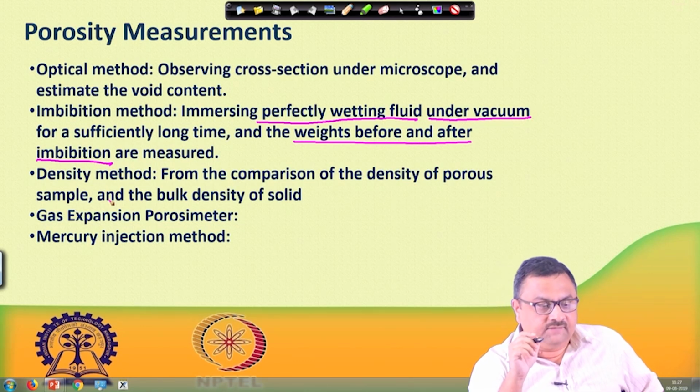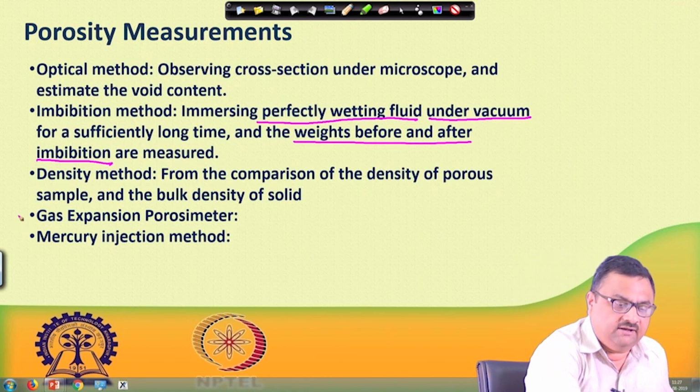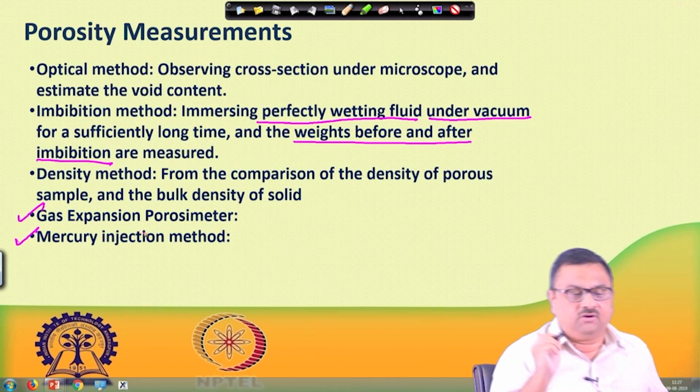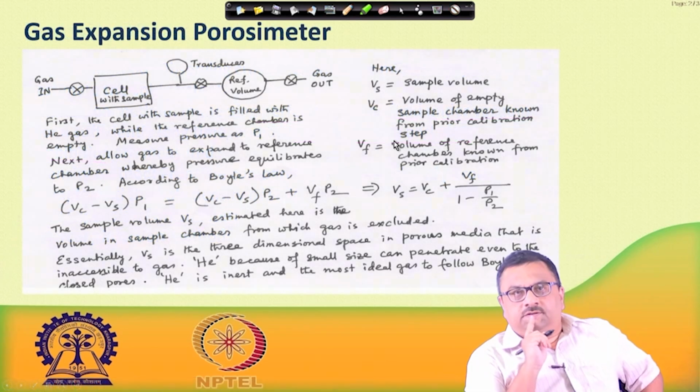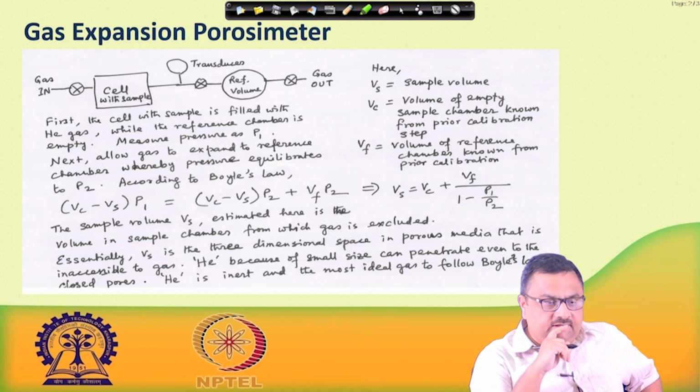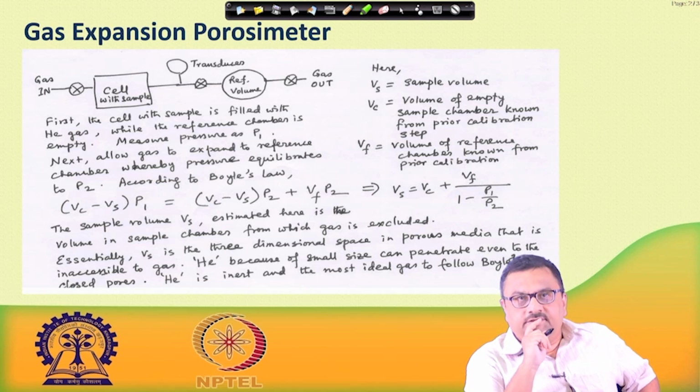that sample. And the last two points that we have here are the gas expansion porosimeter and the mercury injection method. These two we are going to discuss in detail. So, this is the description of a gas expansion porosimeter.